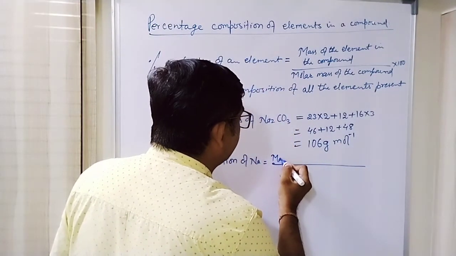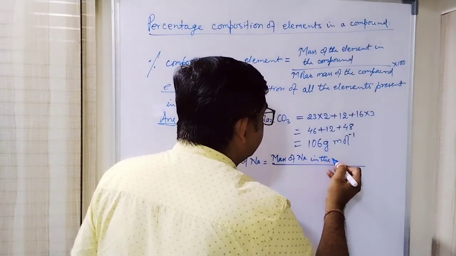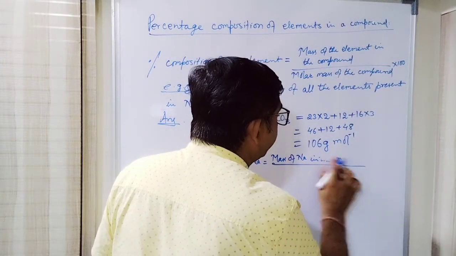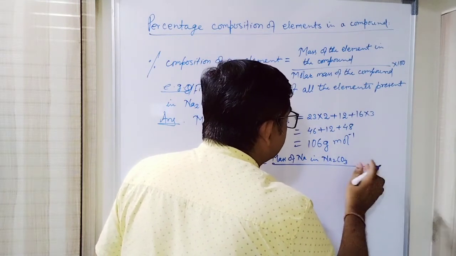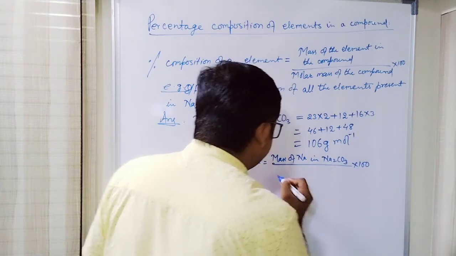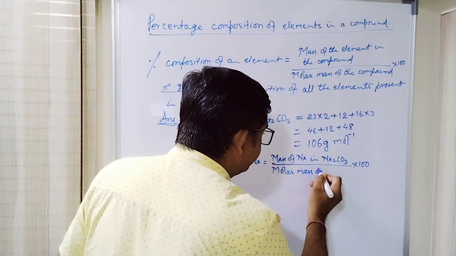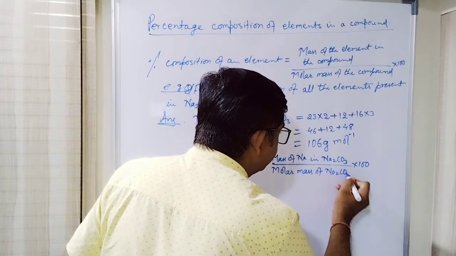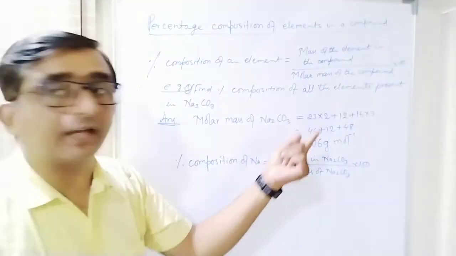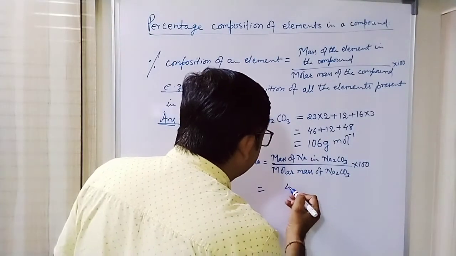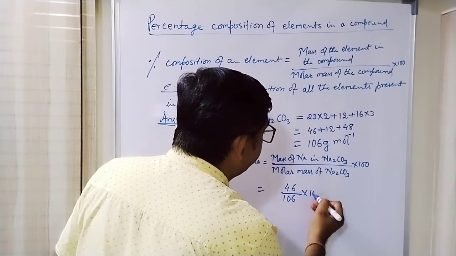So mass of sodium in the compound, or in sodium carbonate, into 100 upon the molar mass of Na2CO3. Now sodium's mass is 2 sodium atoms, so 23 into 2, that is 46 gram. So this will be 46 divided by 106 into 100.